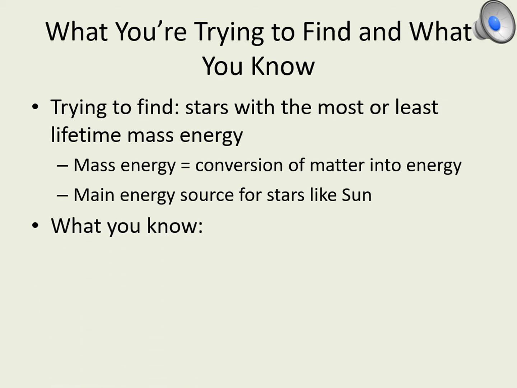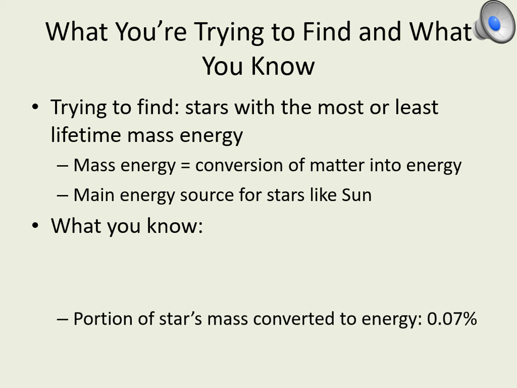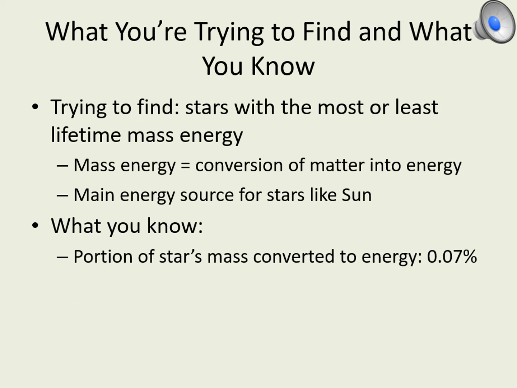The question also tells you two pieces of data that you'll need to know. One is the portion of the star's mass that is converted into energy, 0.07%. We'll need that in our calculation. The other is the amount of energy the Sun has available to it this way, 1.26 times 10 to the 44th joules. This will let us compare the energy of the stars in your constellation to the Sun's total energy.